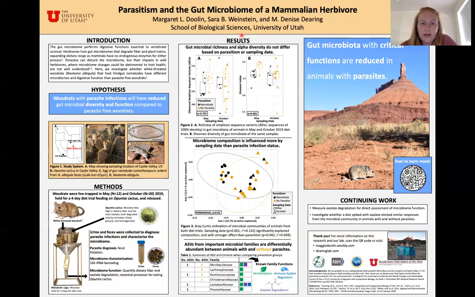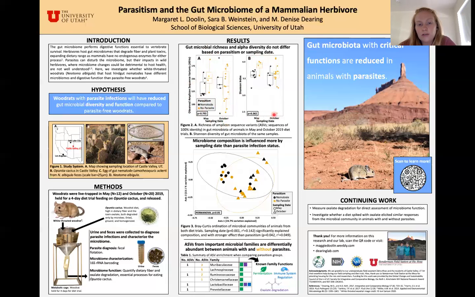When we got our results back, just to go up to the results panel here, we found that gut microbial richness and alpha diversity do not differ based on parasitism or sampling date. Showing this in these two plots side by side, on the left, we have the observed amplicon sequence variant richness, just the number of different unique 16S sequences that were seen in each individual microbiome. Sampling date is what this plot is divided up by, and then parasitism is coded by color. And we saw no significant difference based on sampling date or parasitism in the richness.